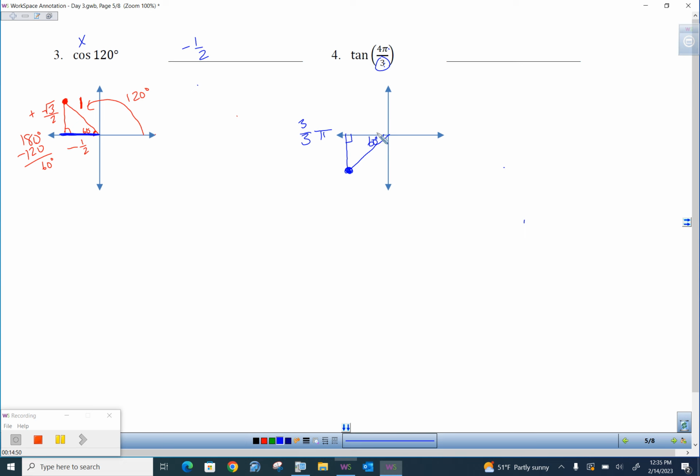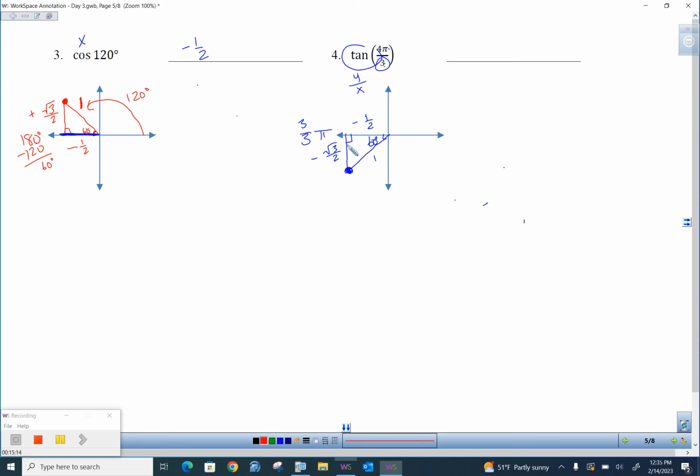Okay, just like the last triangle, across from it we've got square root of 3 over 2, next to it we've got the 1/2, and hypotenuse 1. Okay, to get to this point from the origin, we have to go left and down. And we're looking for the tangent. So this is the y value over the x value. We're going to have to do some simplifying.